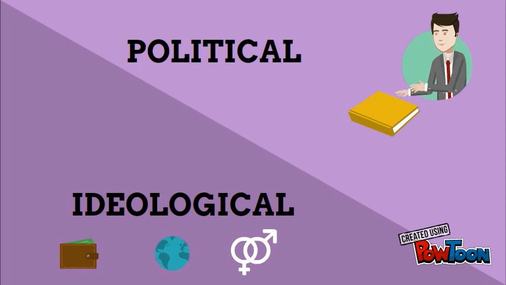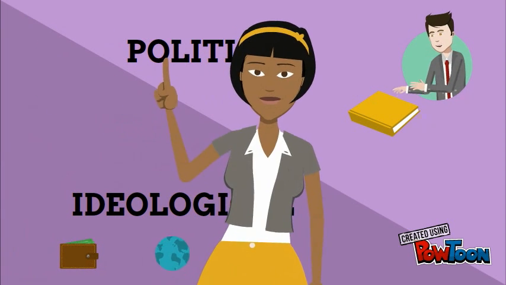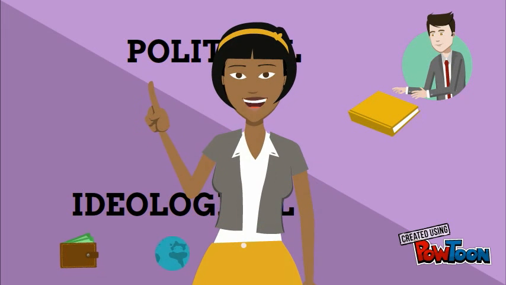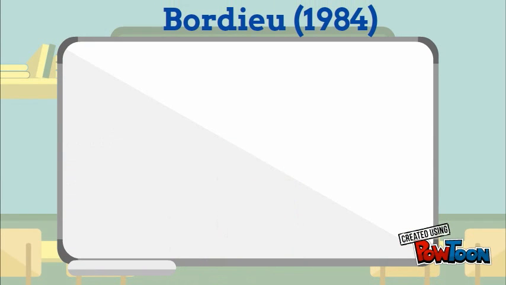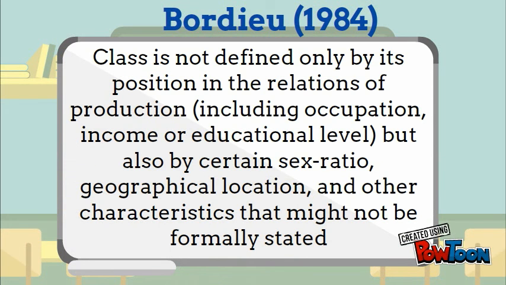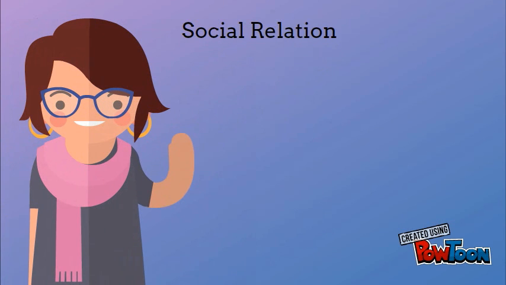sexual orientation. But, as we mentioned before, this video has to do with the representation of working class in ELT textbooks. So let's start by reading the definition of class according to Bourdieu. Class is not defined only by its position in the relations of production, including occupation, income, or educational level, but also by certain sex ratio, geographical location, and other characteristics that might not be formally stated. Here, class is framed as social relation and as emergent in the day-to-day activities of human beings.